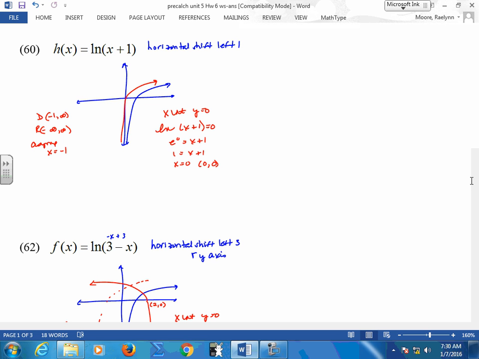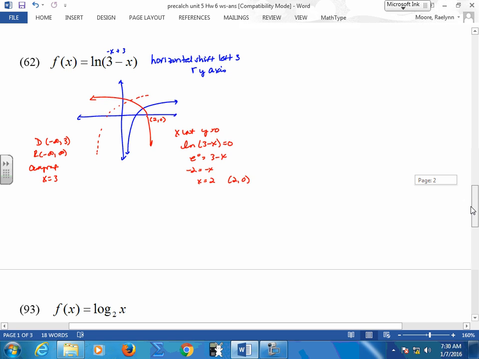And of course your x-intercept shifted. Okay. The natural logs work just like the other logs.